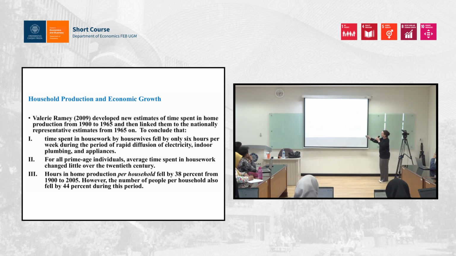So she documents that the average time fell by only 6 hours per week during the period of rapid diffusion of electricity, indoor plumbing and appliances. So she is criticizing the paper, and as usual in economics, one author says one thing, the other says another thing. I think probably both are right. There was a fertility decline, but these appliances are very important, because if you have to do all your washing by hand, it's going to take you a long time.